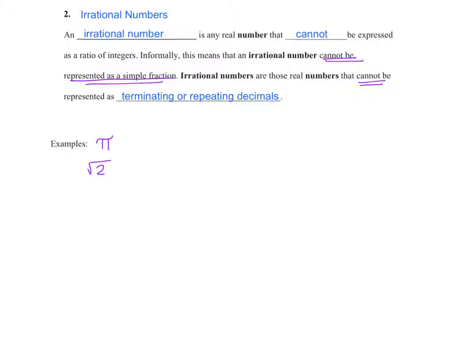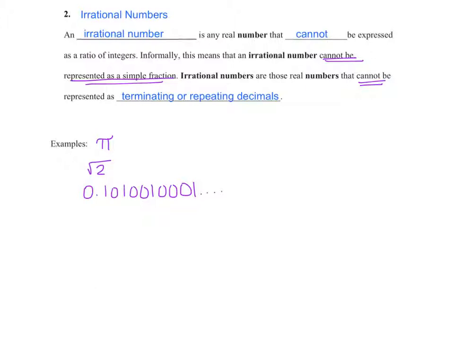This is not a perfect square. So if I put the square root of 2 in my calculator, I'm going to get an ongoing decimal that keeps going and going and going. Another example is a number that has a pattern. So for example, if I have 0.101001 and it keeps going, that is an irrational number. This just has a pattern. It keeps going. It doesn't repeat.